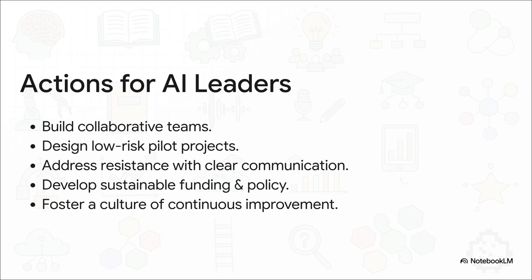So what are the actual action items for an AI leader? Well, here's a great checklist. You build teams. You run small, safe-to-fail pilot projects. You communicate constantly to get ahead of any resistance. And at the same time, you're thinking about the big picture, money, policy. It's this full process that builds a culture where getting better isn't just a project. It's just how you do things.